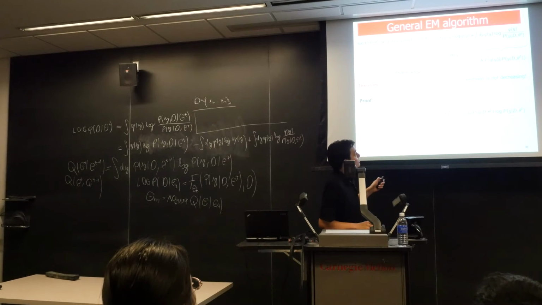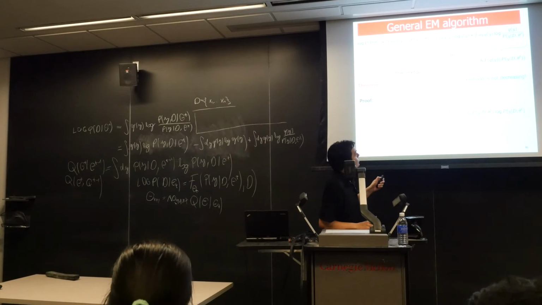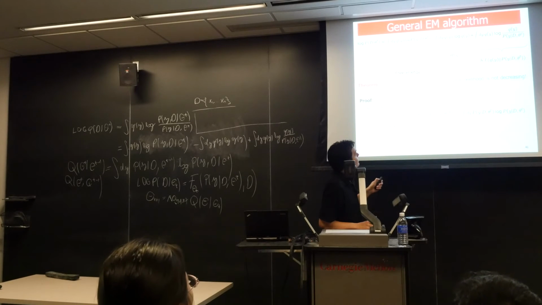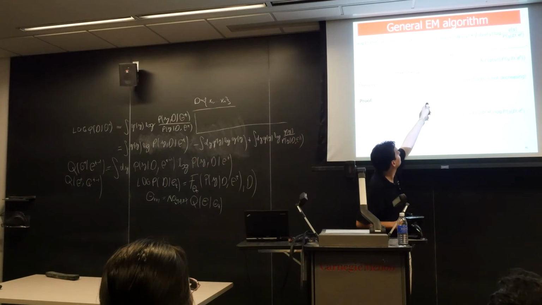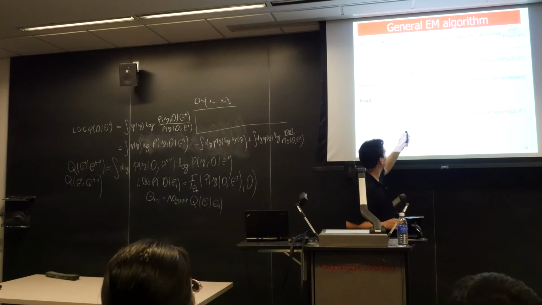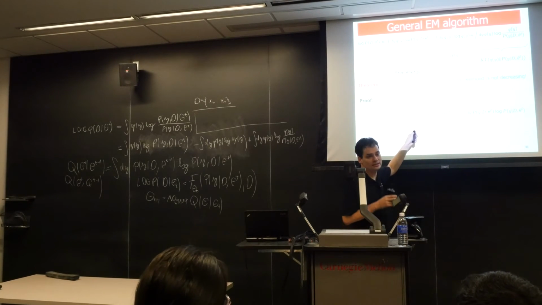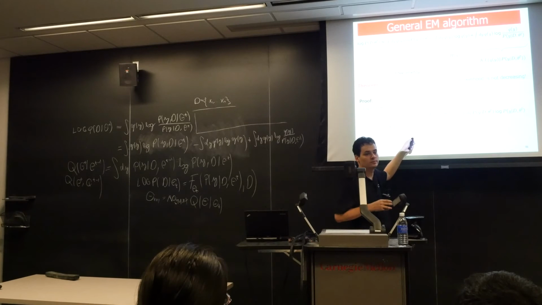So the free energy depends on Q, theta t, and the data. This depends on Q like this, and depends on theta t like here. In this case we have theta t plus 1 instead of theta t. And the Q distribution is just this. In the Q there's theta t, but there's no theta t plus 1.